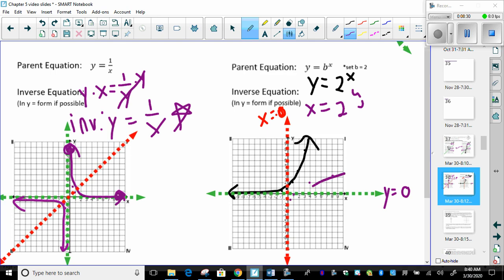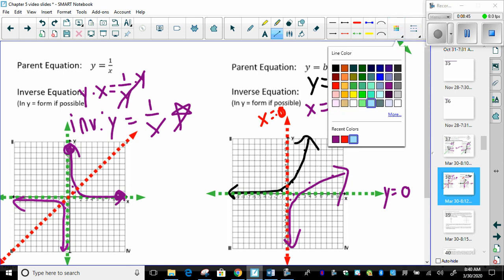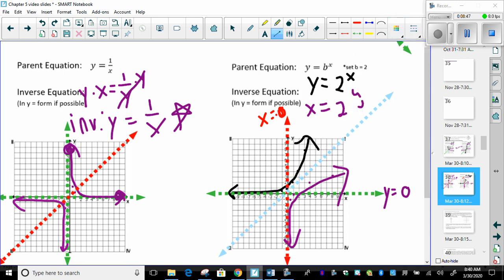And again, I have that asymptote, which helps me with my asymptote behavior. Not perfect by any means. But then I can go through and draw in the line y equals x. And I can hopefully see quickly that it looks like those two functions reflect over it. So we have the original graph and then we have this inverse.